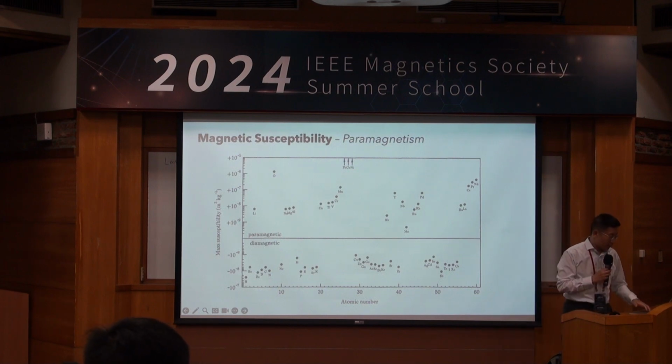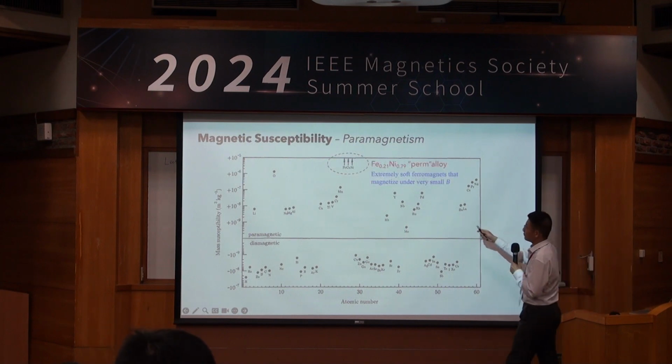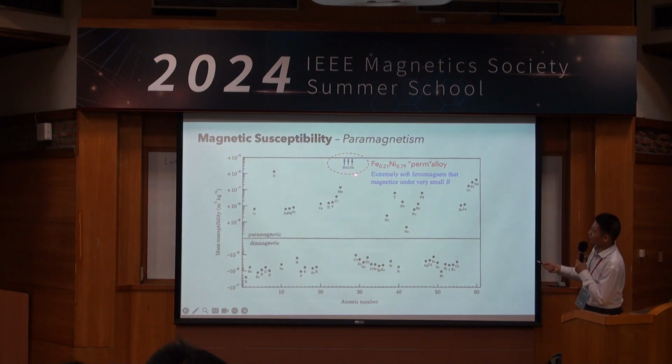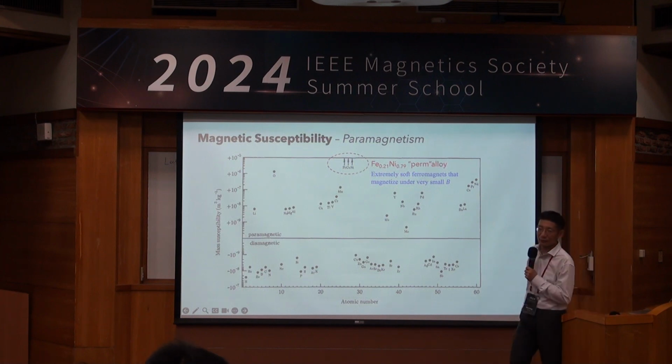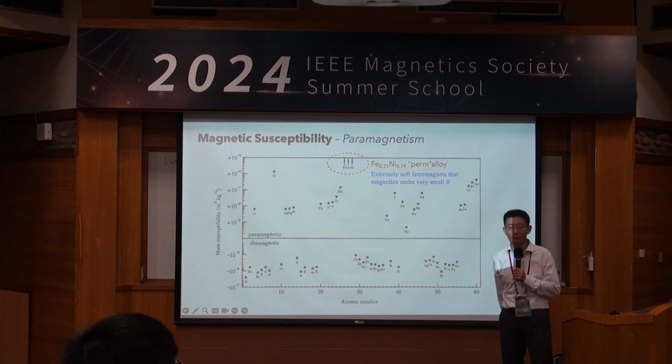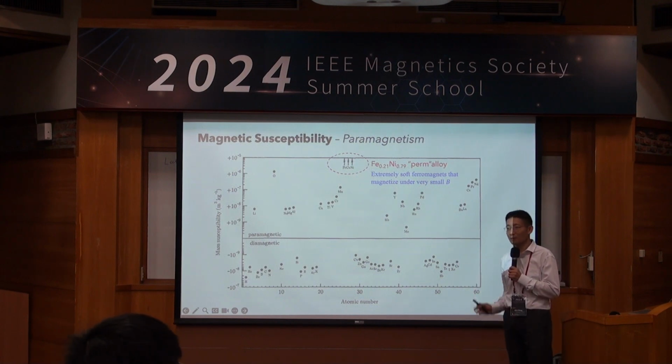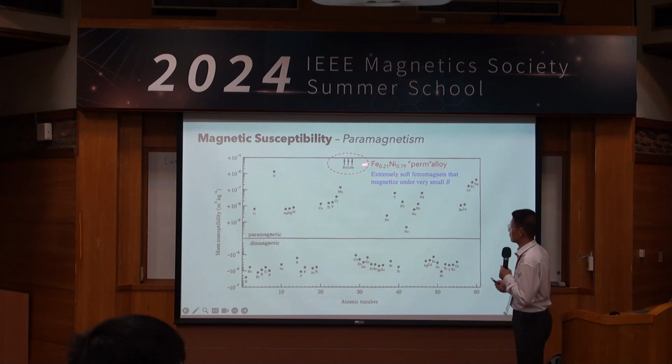So if you properly make the optimal alloy out of these transition metals, you could create a material known as permalloy. Here the perm refers to extremely soft or susceptible, meaning that the material is very easy to polarize by applying a magnetic field. So this is called permalloy.